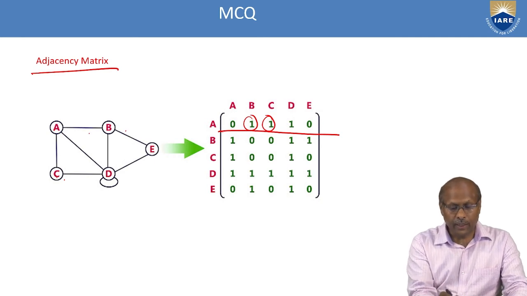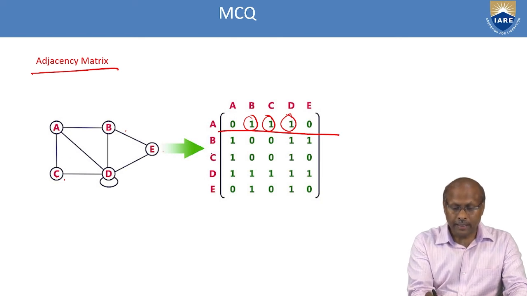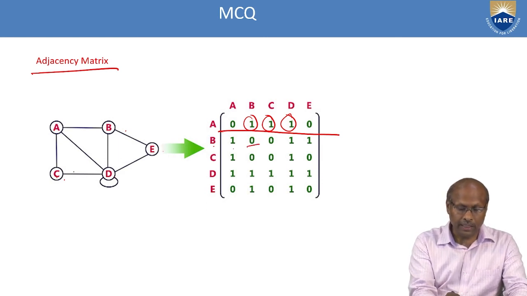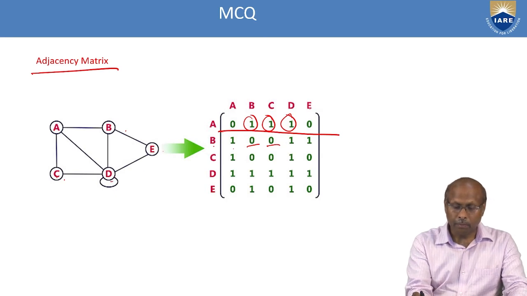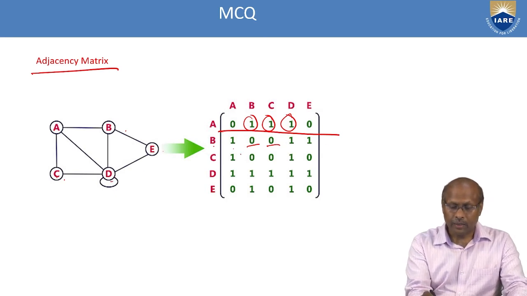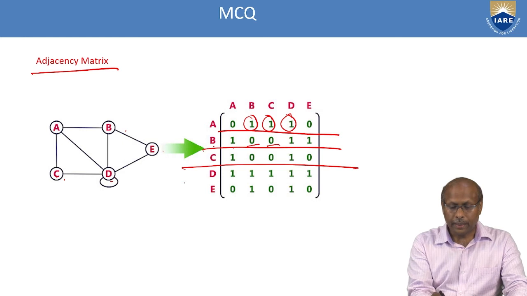And A to D, there is a connectivity, so write 1. A to E, no connectivity, 0. Similarly, B to A connectivity exists. B to B, no connectivity. B to C, no connectivity. B to D, there is a connectivity. So, B to E, there is a connectivity. So, you can represent like this.